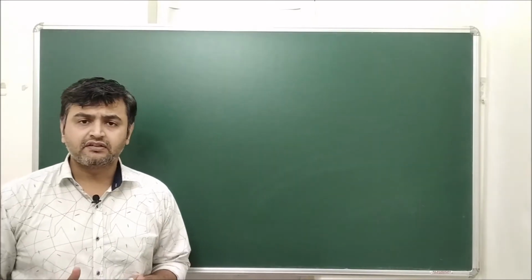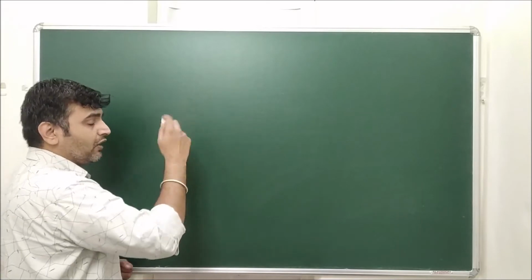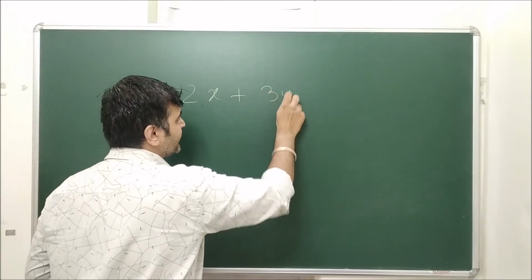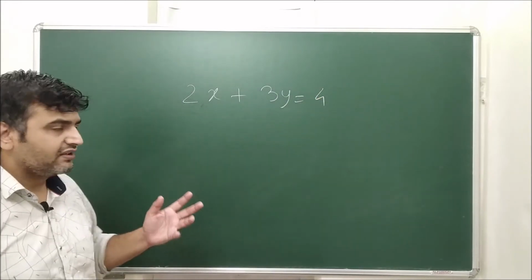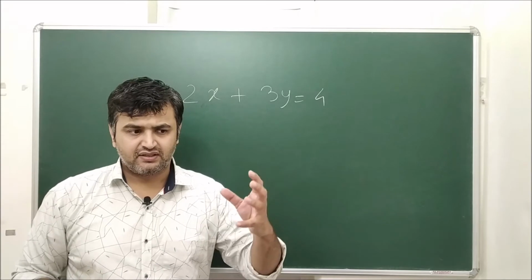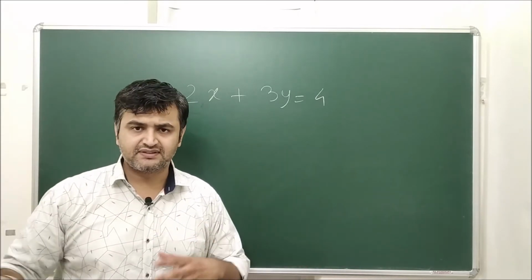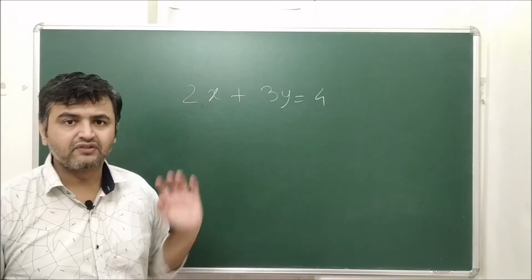So what are linear equations? In your high school, you have studied linear equations, right? How does a linear equation look like? Something like 2x plus 3y equal to 4. You have seen such equations, right? Like if you want to buy some n number of mangoes or n number of apples, and then you have the equations and all, right? So you have played with such kind of things.